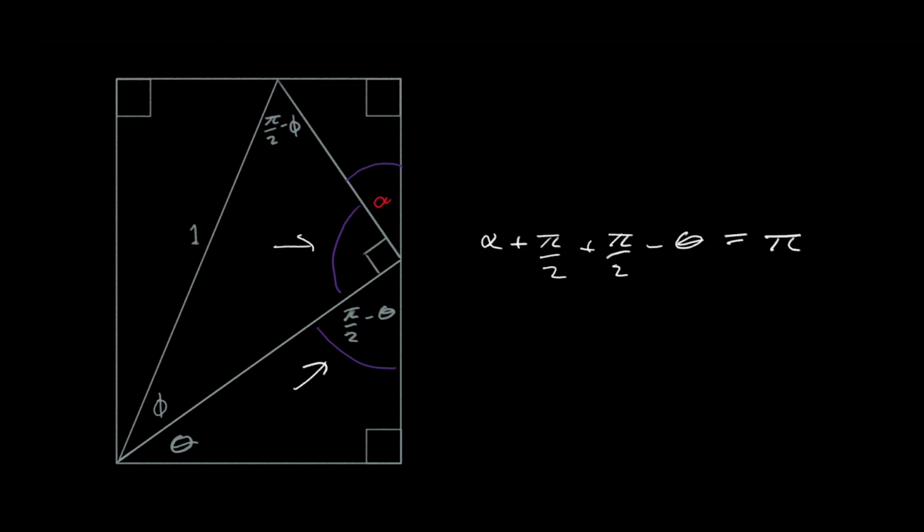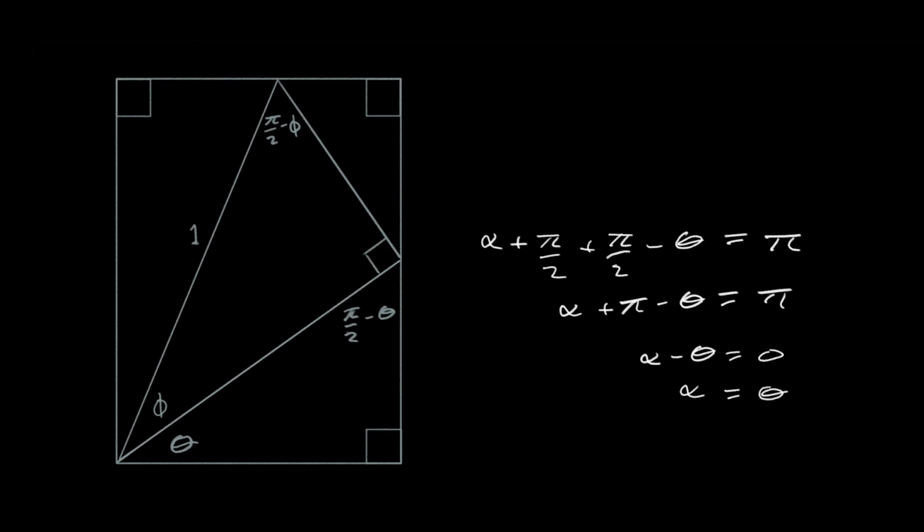So when we simplify this, we get alpha plus, well, pi over 2 plus pi over 2 is just pi, and we're subtracting theta, and it's equal to pi. So subtracting pi from both sides gets 0, so alpha minus theta equals 0, so alpha must be equal to theta. So we can do away with this notation alpha for this angle because we know it's equal to one of the other angles that we have already named, theta. And that implies that this angle here is pi over 2 minus theta.